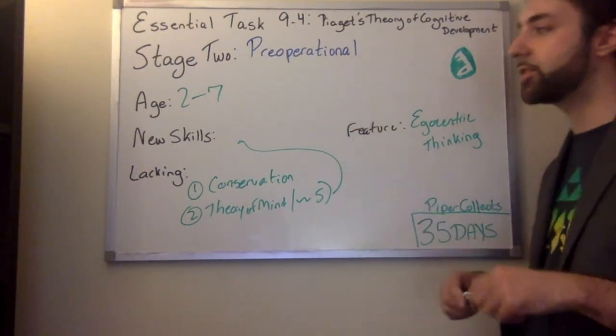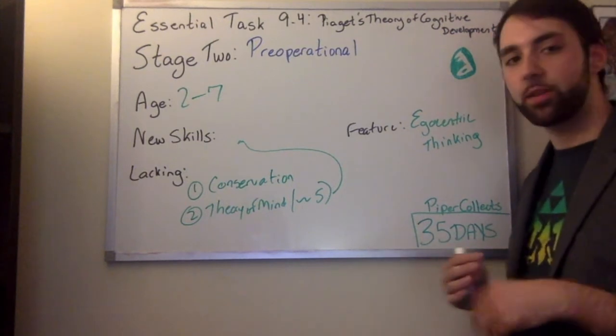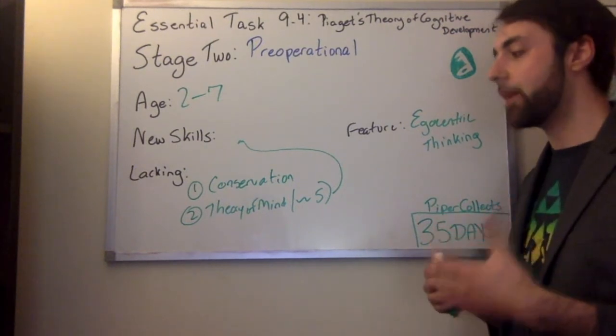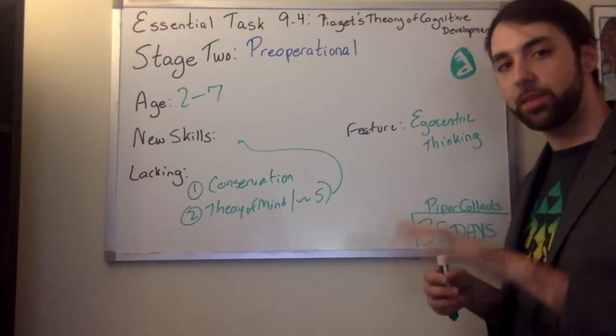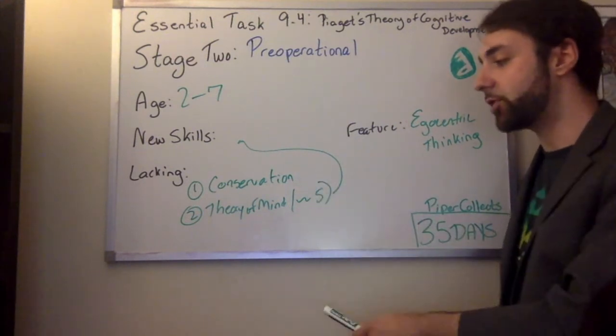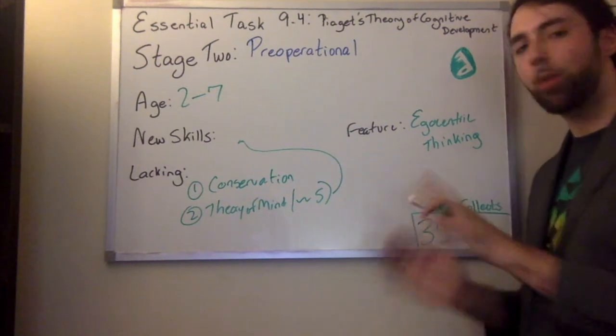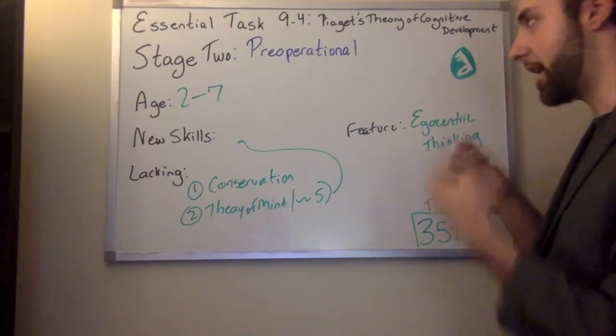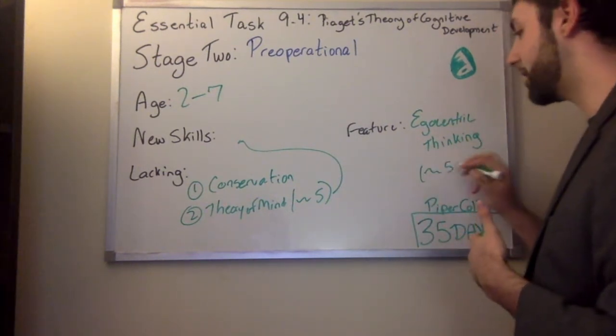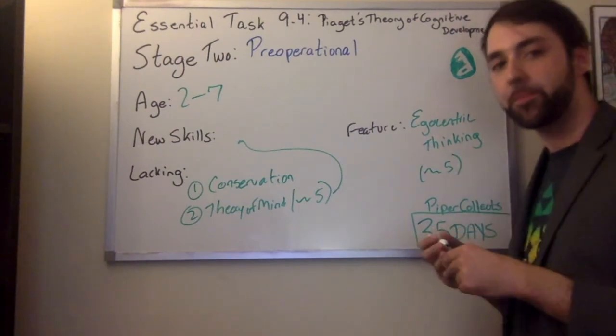In the pre-operational stage, we really begin to see children develop cognitive skills for the first time, but they are extremely, extremely limited. They lack conservation. At least for the majority of this phase, they lack theory of mind. For the majority of the phase, they exhibit what's called egocentric thinking. That's also one that's usually gone around 5.